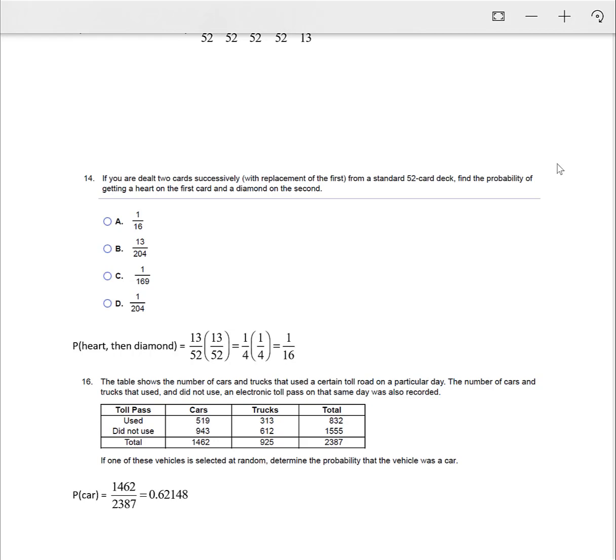Okay, so there are 13 hearts in the deck, so 13 over 52 for the first draw. We're going to put that card back and we're going to draw again, and there are 13 diamonds in the deck and 52 cards, so that's going to be 13 over 52. Each of those fractions simplifies to 1/4, so we see it's 1 over 16.